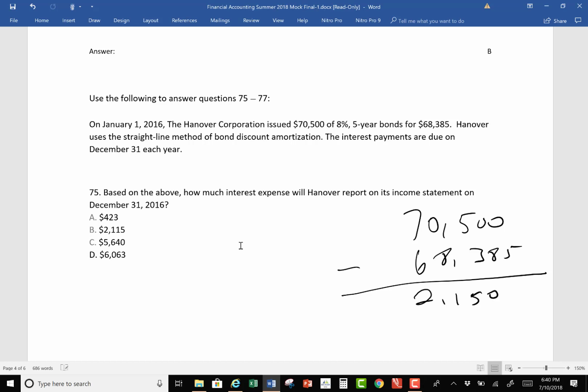$2,150, you say? 2,115? Okay, we got a second on that? Okay, 2,115. That's the discount, isn't it? Now, this question is asking what the interest expense is, and interest expense is going to be the cash interest plus the discount amortization, right? So how do I figure out the cash interest?